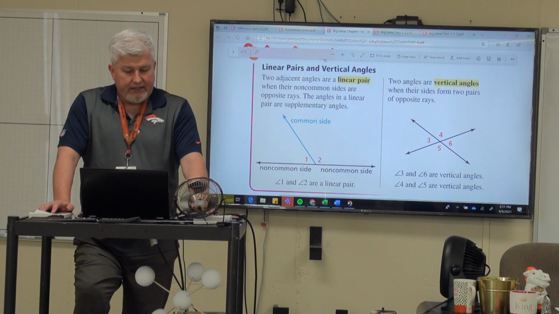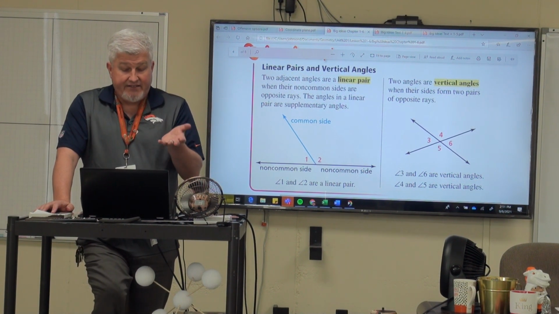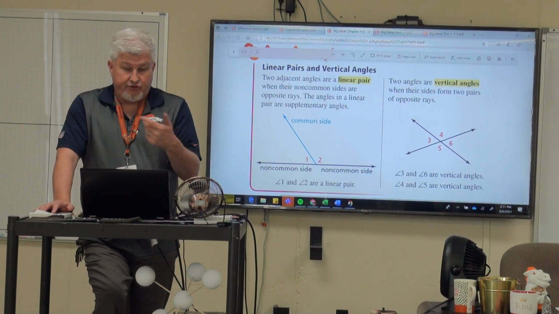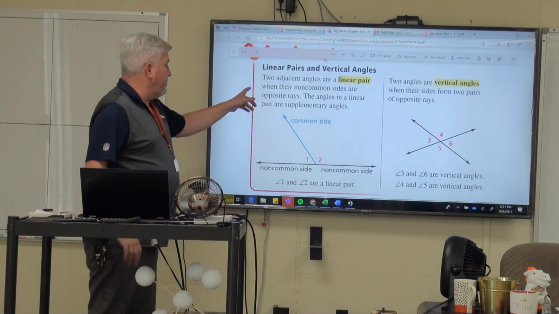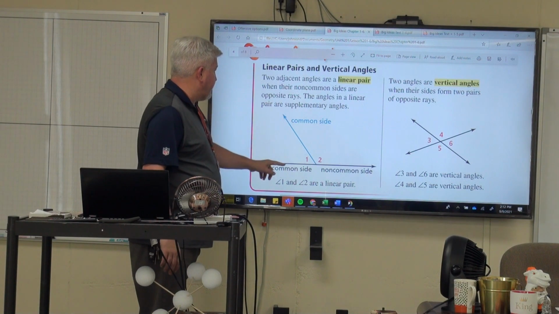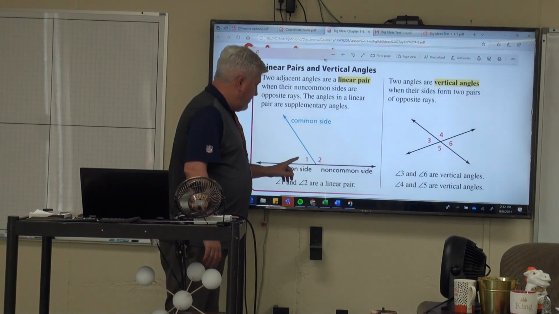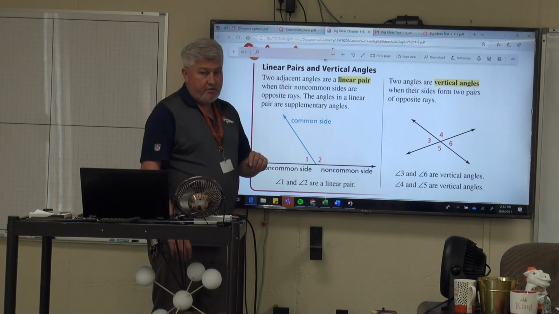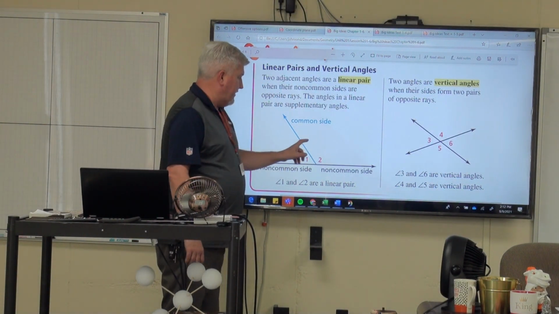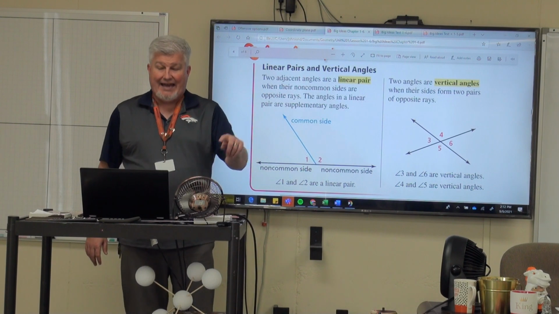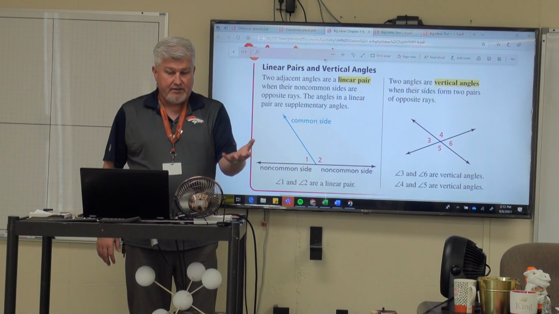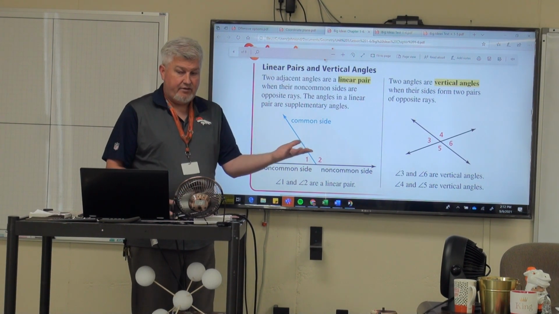So a linear pair is an adjacent pair that forms a straight line. Okay? Two adjacent angles are a linear pair when their non-common sides are opposite rays. In other words, this is a straight angle formed by two angles. They are called a linear pair because they form a line. Easy. Linear pairs form a line.